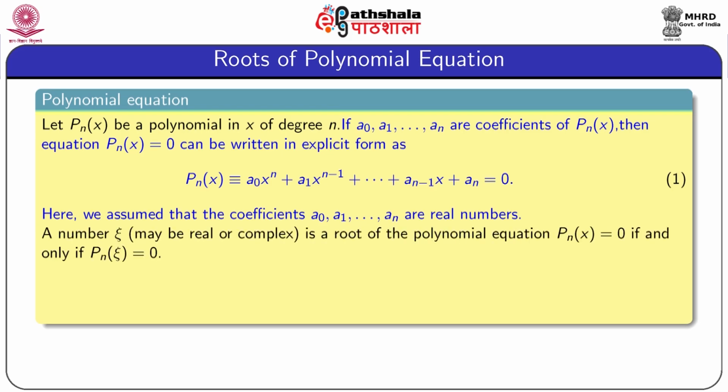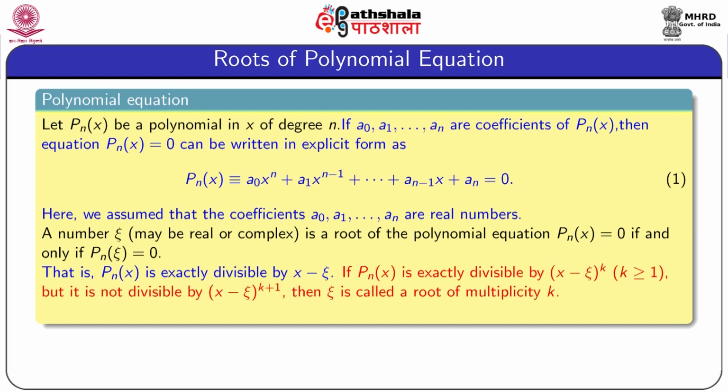and a number xi, which may be a real number or a complex number, is a root of the polynomial equation p_n(x) = 0 if and only if p_n(xi) = 0. And we know that every polynomial of degree n has exactly n roots. If xi is a root of the polynomial equation p_n(x) = 0, then p_n(x) is exactly divisible by x minus xi.